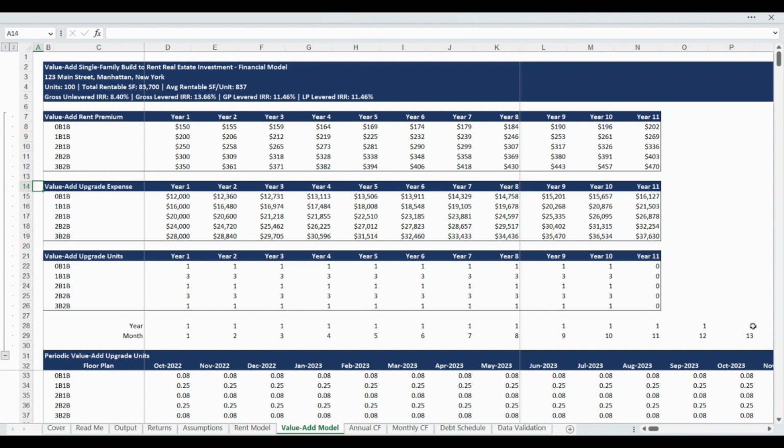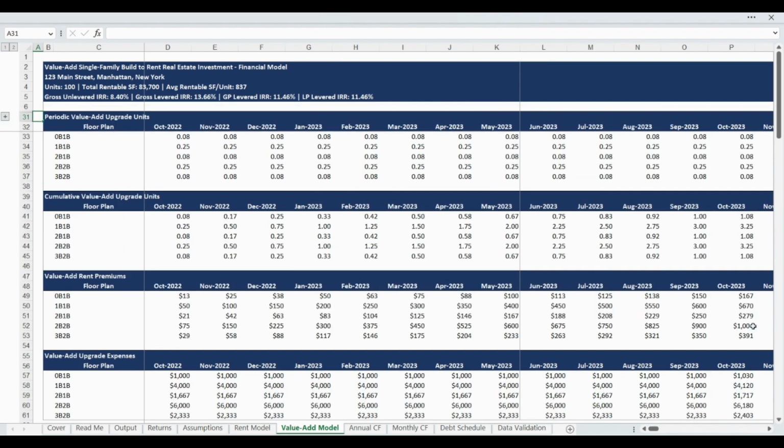Similar to the rent model, key information such as the value-add premium, renovation upgrade cost, and number of upgraded units are brought over to this tab from the Assumption tab to make your analysis easier to follow and audit. Please note that all inputs are applied on a floor plan and annual basis. The first calculation table, titled Periodic Value-Add Upgrade Units, analyzes how many units will be upgraded per month.